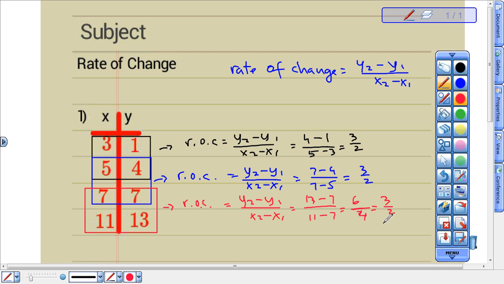So for our first example, all rates of change are the same, 3 divided by 2, which means if we would take this relation, plot it on a graph, we would be able to connect these points with a straight line, and the slope of that line would be 3 divided by 2. So this is a happy case.